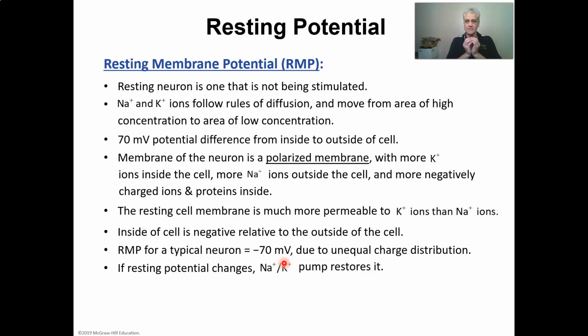Well, that's enough for a neuron to work. That's what you need. And this is set up by the sodium-potassium ATPase that kicks sodium outside the cell and brings potassium inside the cell. That results in a negative 70 millivolt difference because of the unequal charge distribution. We call that the resting membrane potential.